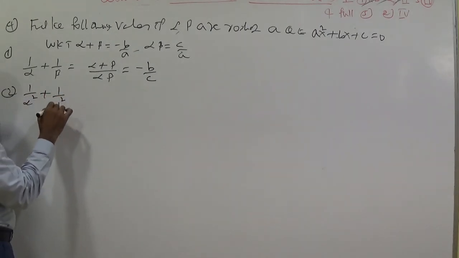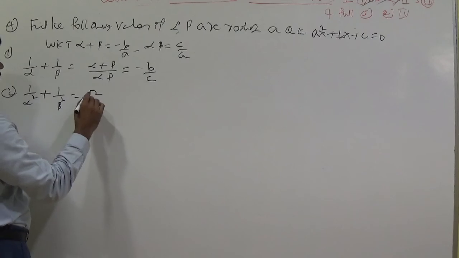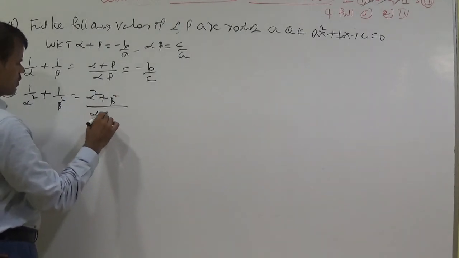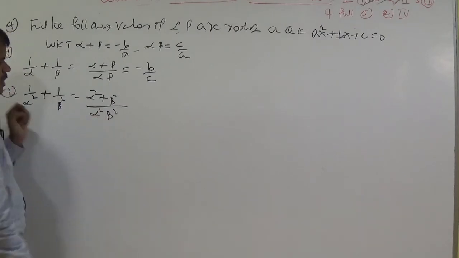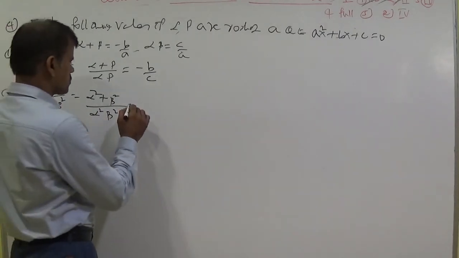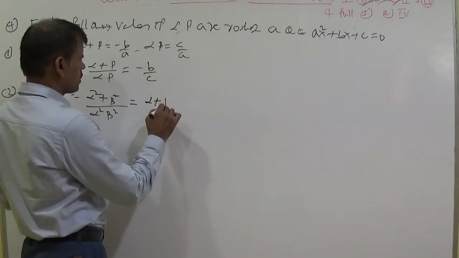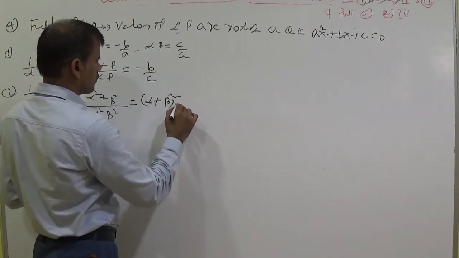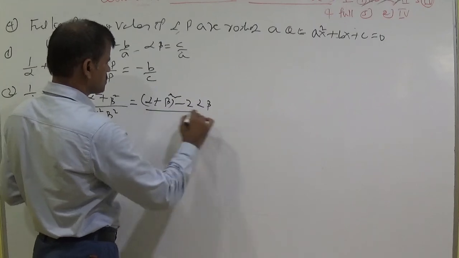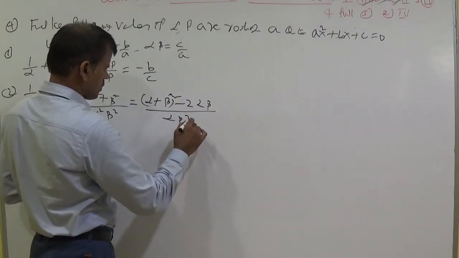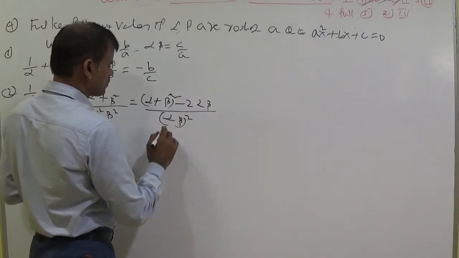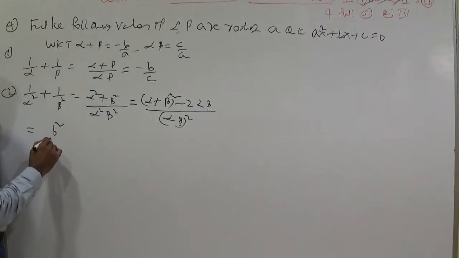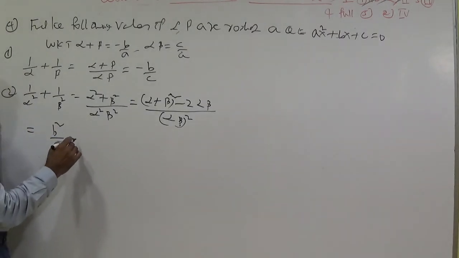1 by alpha square plus 1 by beta square. By taking LCM, you can write here (alpha square plus beta square) by alpha square beta square. According to the formula, alpha square plus beta square you can write as (alpha plus beta) whole square minus 2 alpha beta, by (alpha beta) whole square. These are useful in IPE 2 marks and in objective simple values.